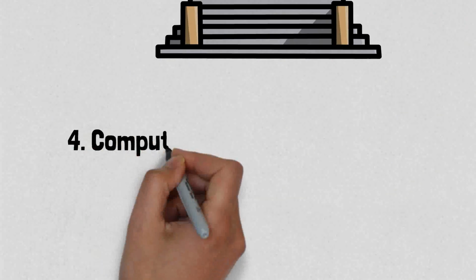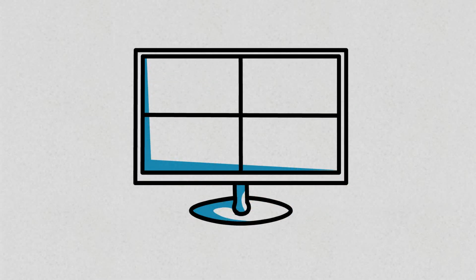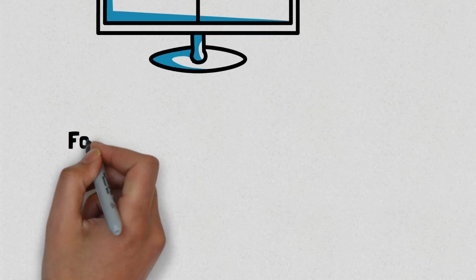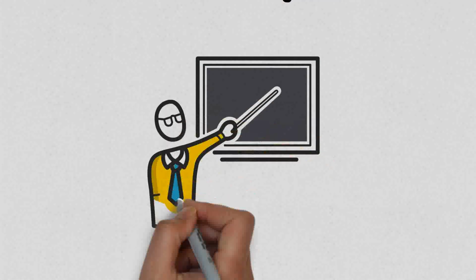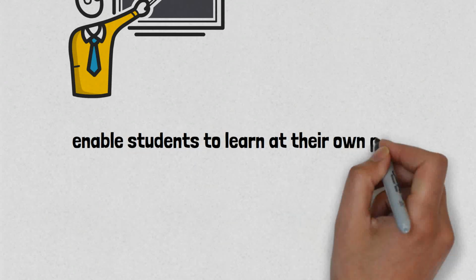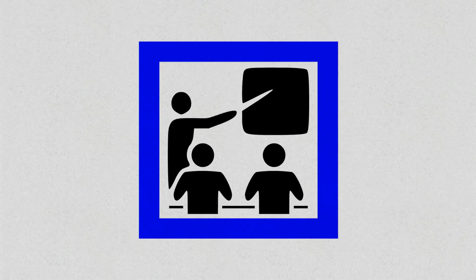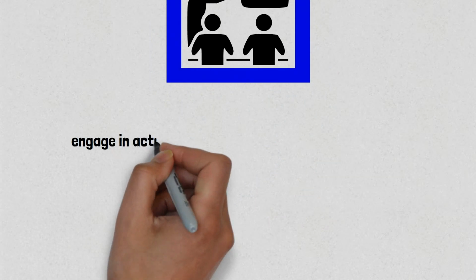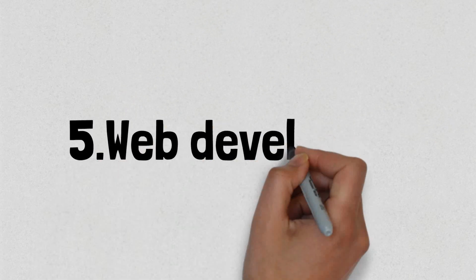Number 4 is computer-assisted education. With the use of computers and software to assist education and/or training, computer-assisted education brings many benefits and has many uses. For students with learning disabilities, for instance, it can provide personalized instruction and enable students to learn at their own pace, freeing the teacher to devote more time to each individual. The field is still growing but promising, with many educators praising its ability to allow students to engage in active, independent and play-based learning. Number 5 is web development.